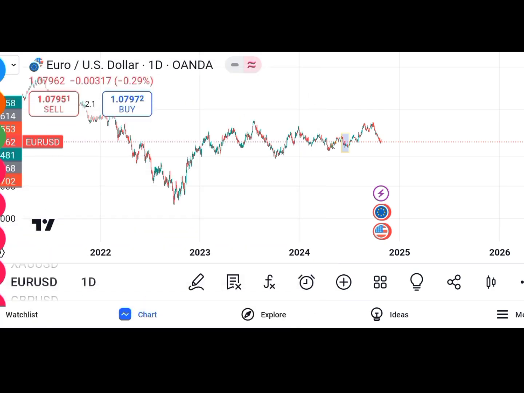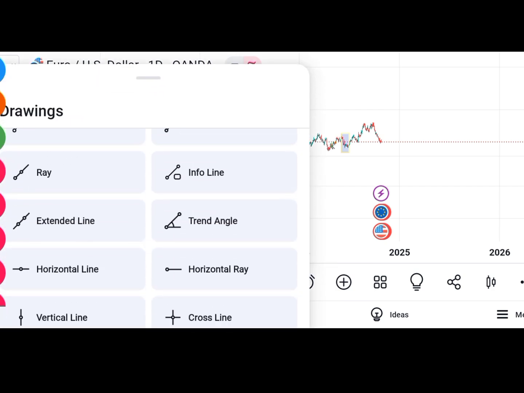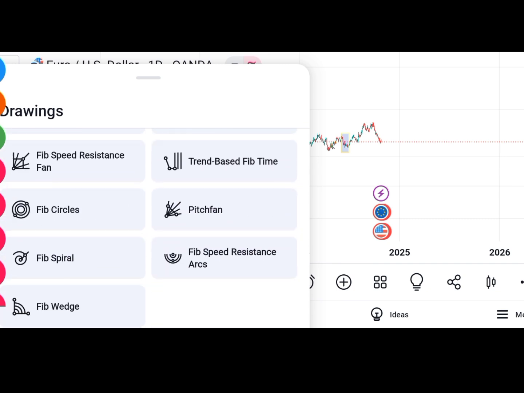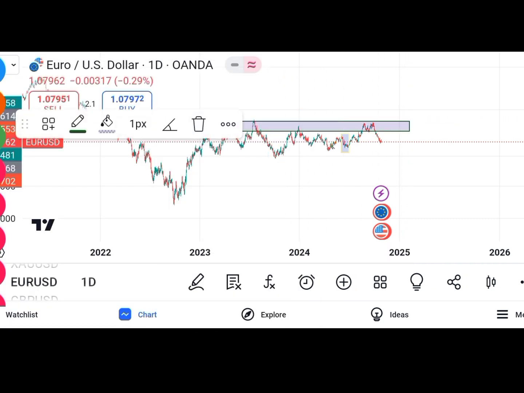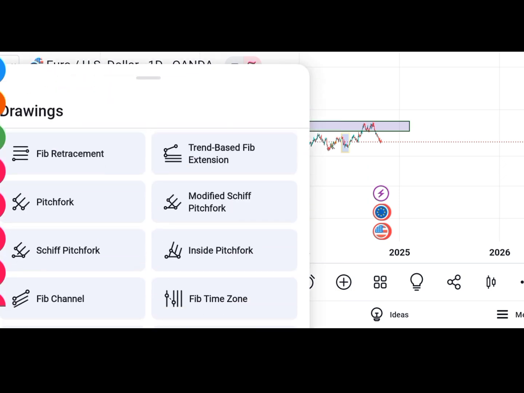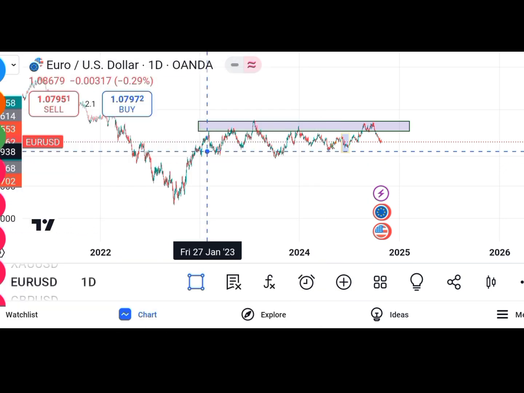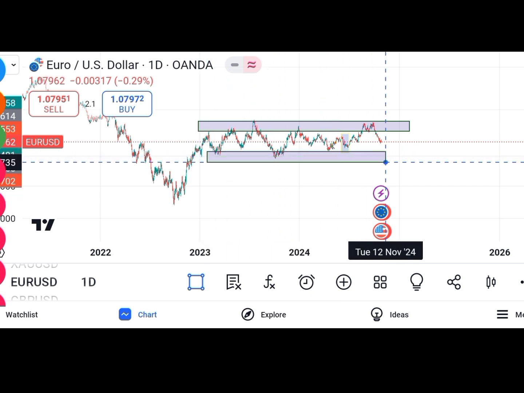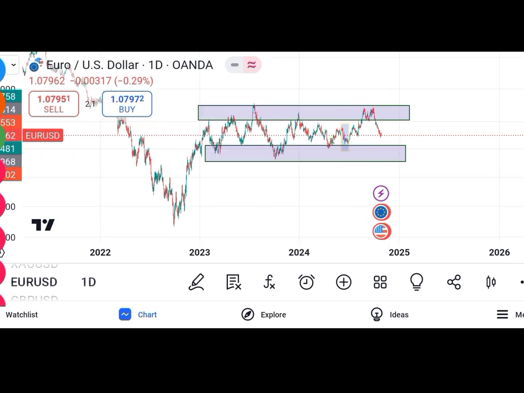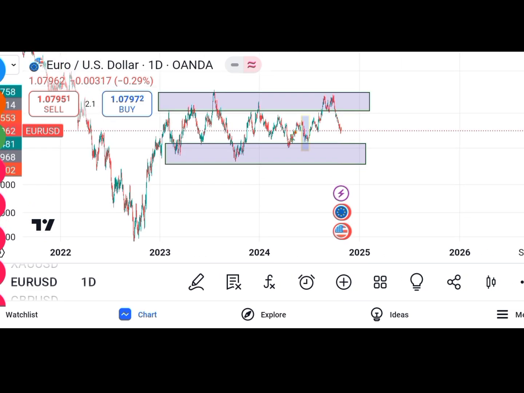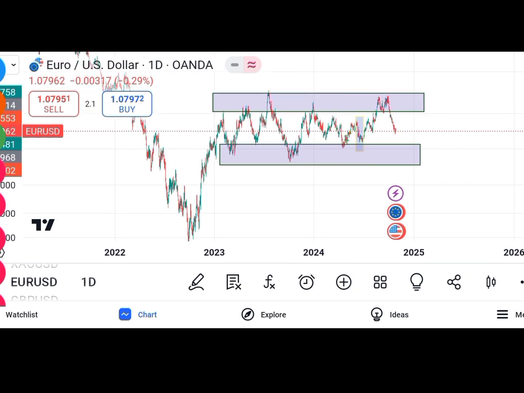I'm going to pick out my rectangle and draw it. You can see it's a zone, not a line. I'm also going to pick out my rectangle here. So you can see it's a zone. And as you can see, this is it. We have our support and resistance. Now we can trade it.